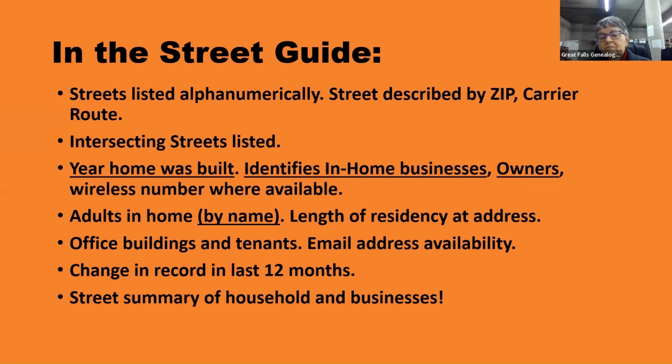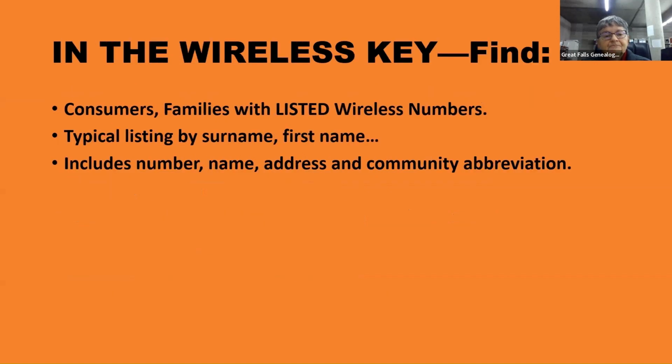The adults in the home by name, the length of residency at the address, the office buildings and the tenants, and the email address availability, changes in record again with that little check mark, and a street summary of household and businesses for a particular area. So you can see how you could just take a little area. They're going to show you what area you want, by the way, if you're going to make a descriptor of a particular neighborhood.